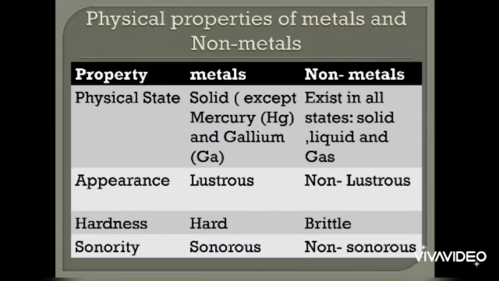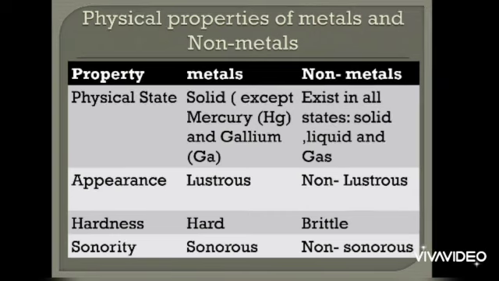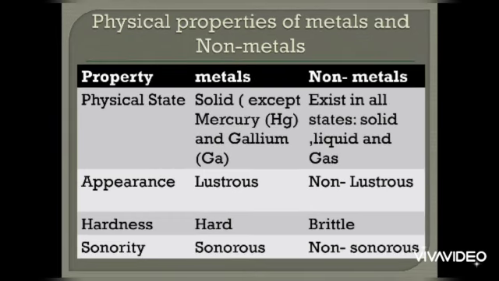The next property is sonority. Sonority means the ability of producing sound. All the metals are sonorous in nature. That is why they produce sound when beaten. And all the non-metals are non-sonorous. They do not produce any kind of sound.